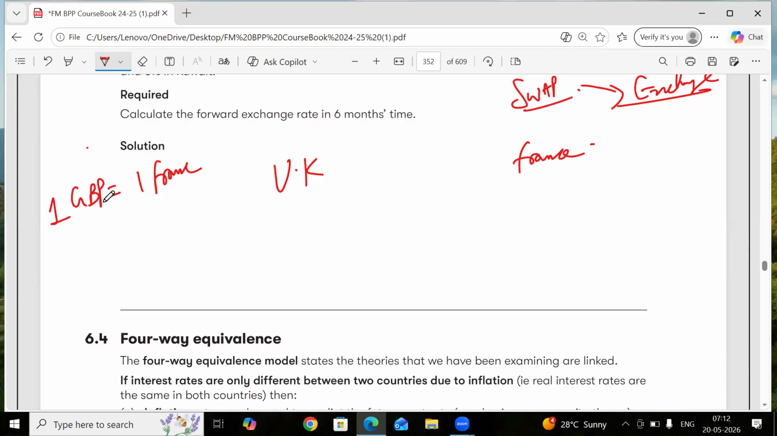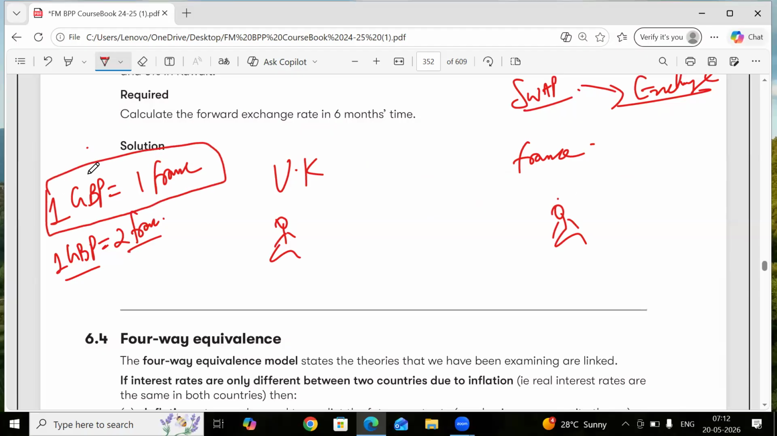UK currency is in more demand. So the French are worried that if 1 GBP goes to 2 francs, let's say, just an imaginary hypothetical example, then they have to pay 2 francs to buy £1 to invest in UK. Both want to invest. There is a party in UK, they want to invest in France. There is a party in France, they want to invest in UK.